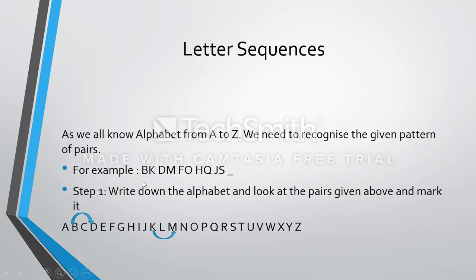For example, we would look at the first letters first. So now we could just look at the first two pairs and look at the first letters. So B to D, from B you would miss one and then go to D. From K to M, the same rule applies. K, miss one, and then M. Then from D to F, same rule. So you would continue doing that for the first letter and the second letter.